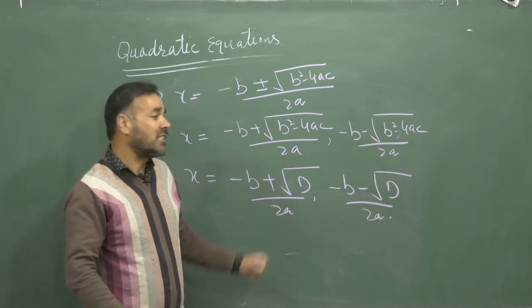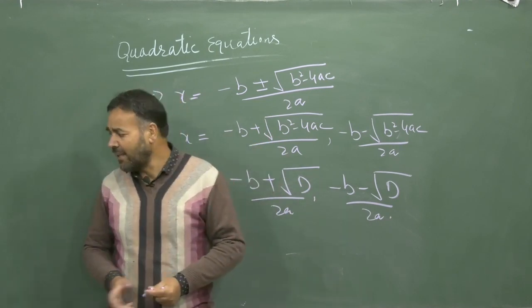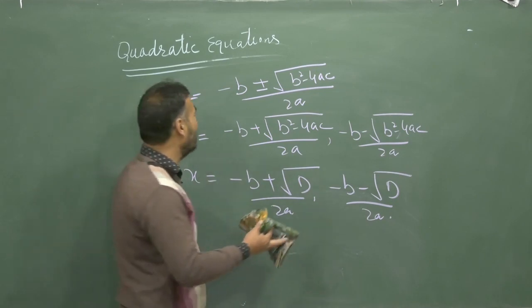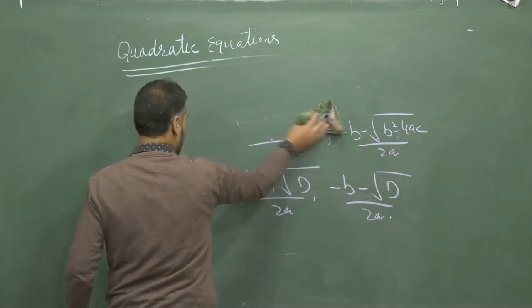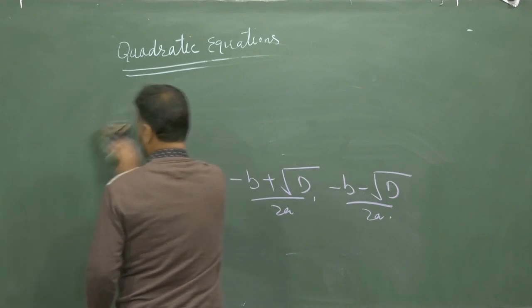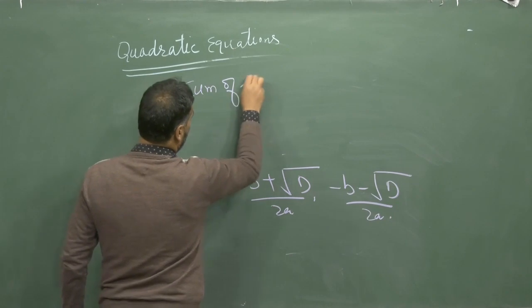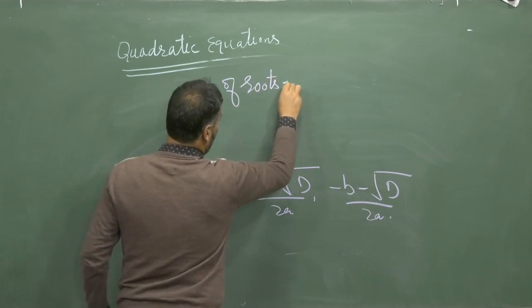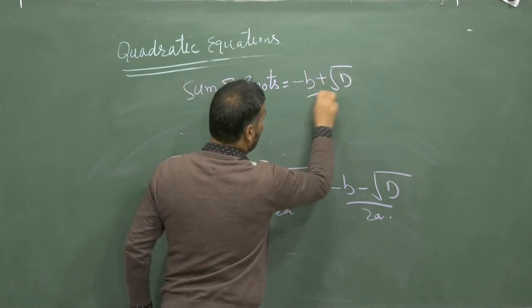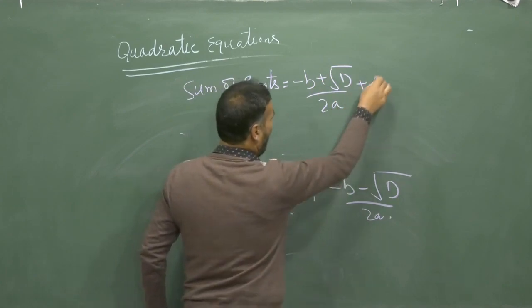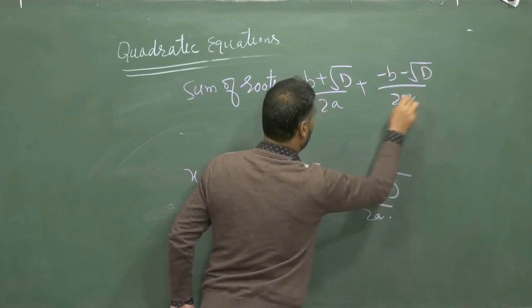Now what is the sum of the roots? If we take the sum of these two roots, what will be the result? You will see the sum of the roots will always be equal to minus b divided by a. Now it is the sum of roots. It is equal to minus b plus square root of d divided by 2a plus minus b minus square root of d divided by 2a.